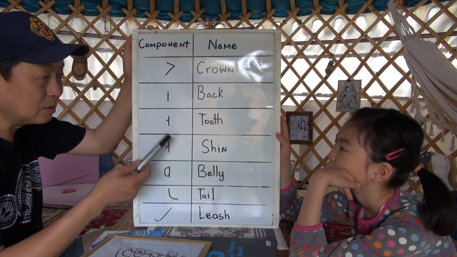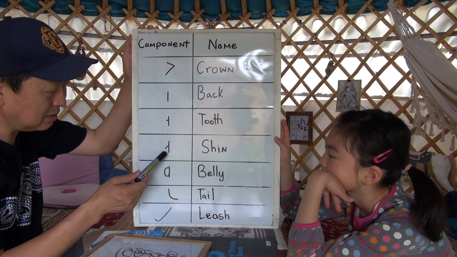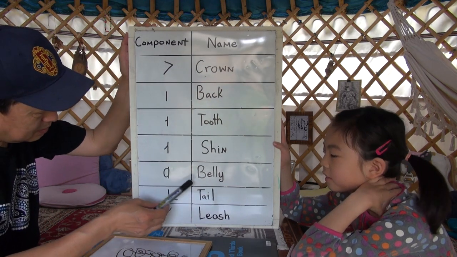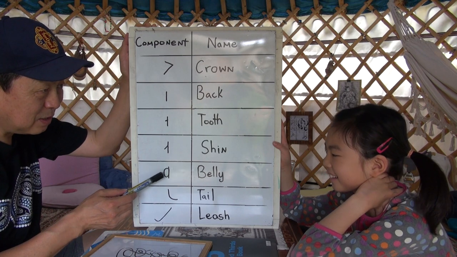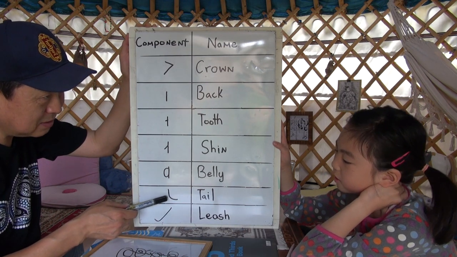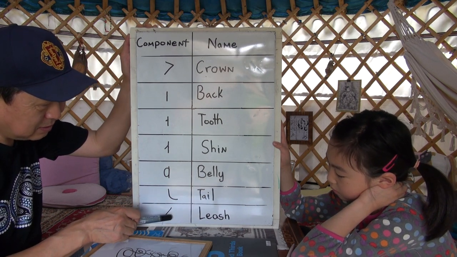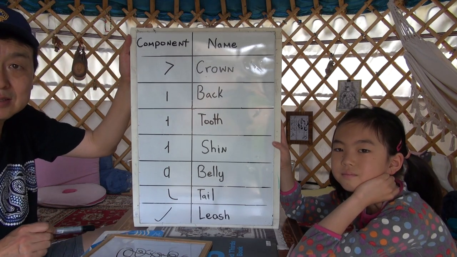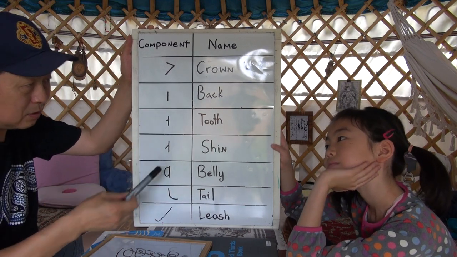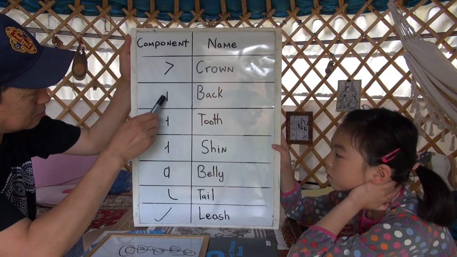And this one is? Tooth. Where's your tooth? This one looks like a tooth, right? And then this one is shin. A bit longer, right? It's called Shilif. And then this one, you like this one, right? Belly. It's Gdis. And then this one is? Tail. Sul. And then this one? Leash. You can see it, right? This is the orchid. If we connect all of these, we have Mongolian letters. We have some more that we're going to learn later. It's all about this small stuff.